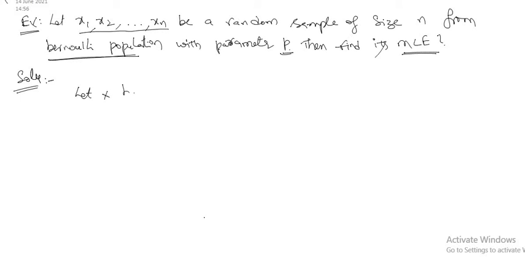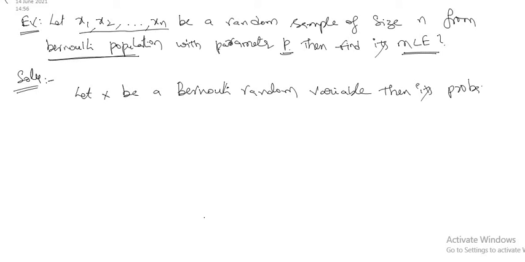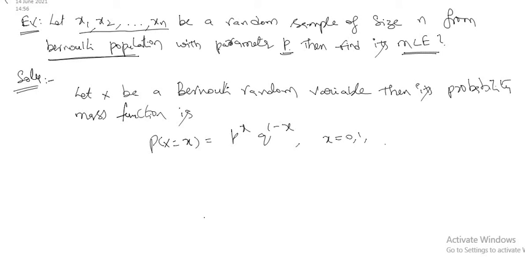Let x be a Bernoulli random variable. Then its probability mass function, because a Bernoulli random variable is discrete, is probability of x equals p to the power x, q to the power 1 minus x, for x equals 0, 1. And p lies between 0 and 1.